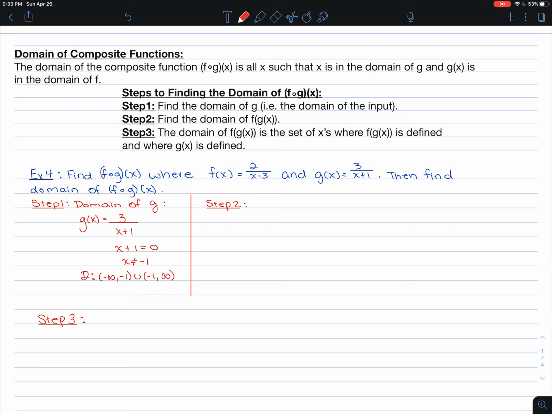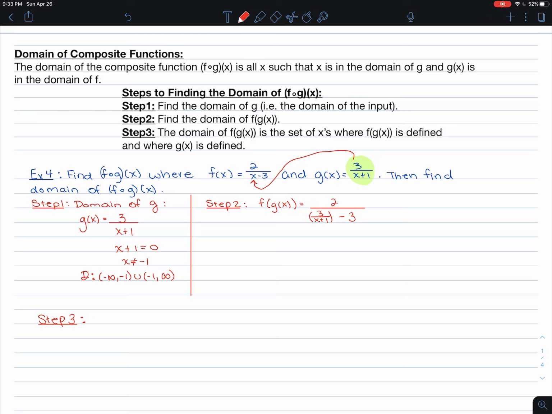For step 2, let's go ahead and find f of g of x. So again, we're plugging the g of x into the f function. Okay, so here's my g of x, and I'm plugging that into the x value for the f function. And we get 2 over 3 over x plus 1 minus 3. Now, in order to simplify this, you need to find the common denominator, and then you multiply by the reciprocal.